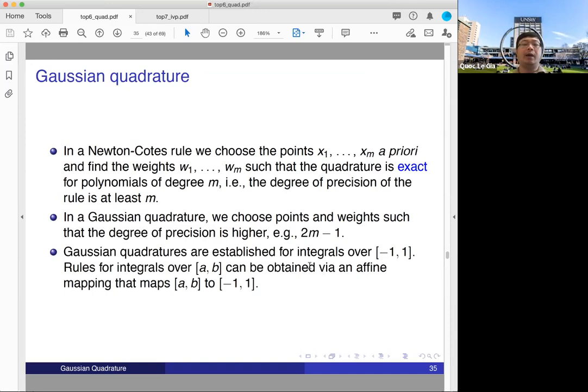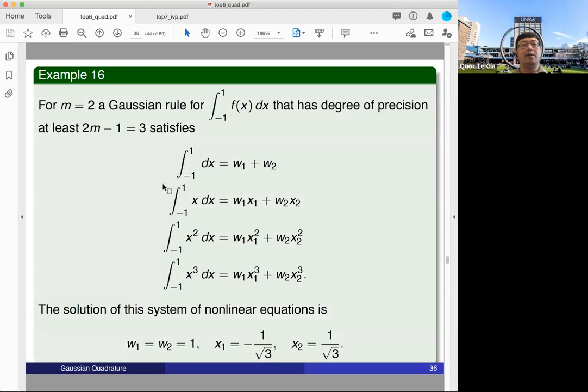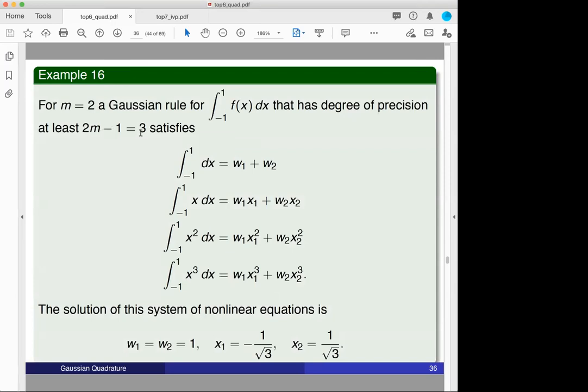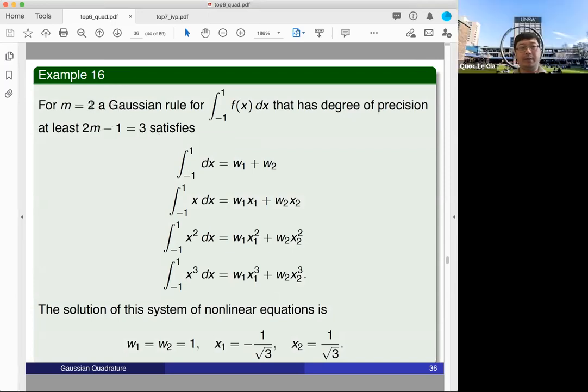But after that, you can make a transformation to map any integral from the interval a to b into minus 1 to 1. So we will show the idea. Suppose you have 2 points, and you want the degree of precision to be 3, so 2m minus 1 is 3. Remember, with Newton rules, at most you can have degree of precision only 2, or even less, maybe 1. But this one, the degree of precision can go to 3.